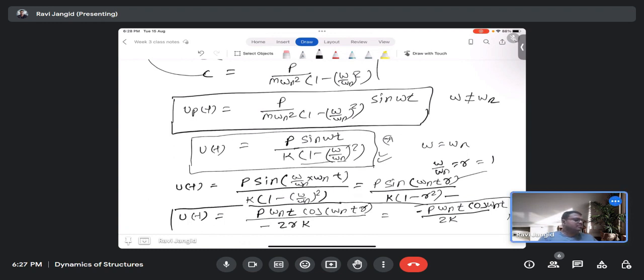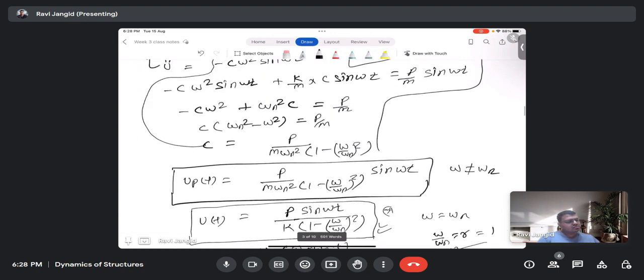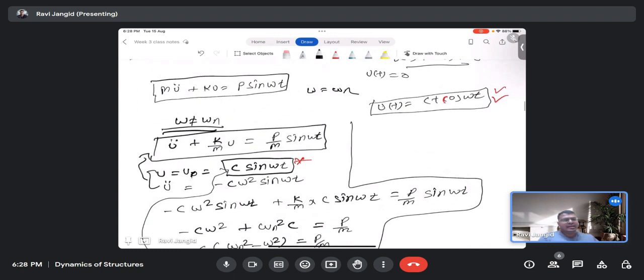Anyone doubt in this? Actually, this type of solution was already done by sir in week 3 course, lecture 8. Sir has already done this derivation, while he assumed, like you have taken, C t sine omega t. Yes, in the content lecture you have done this type. Like that, he already derived the same thing for u of t.